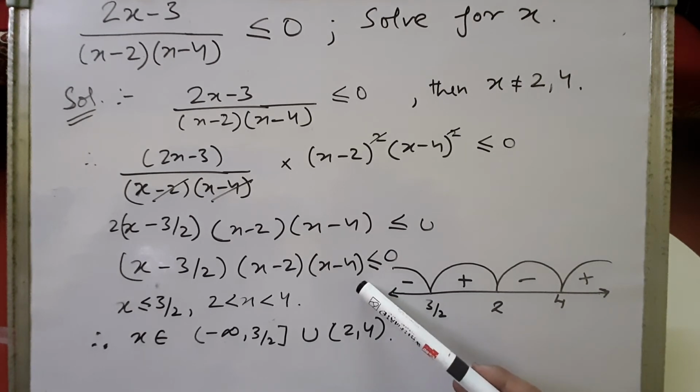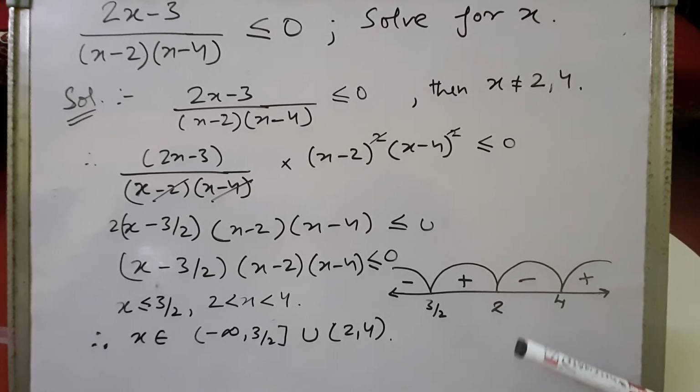Now we have to find the intervals for which the inequality has a value either less than 0 or equal to 0. For the values less than 0, you can see the minus sign here when x is less than 3/2. That means when the value of x is less than 3/2, the value of the inequality is negative. And when the value of x is between 2 and 4, for that interval also, the value of the inequality is negative, or less than 0.